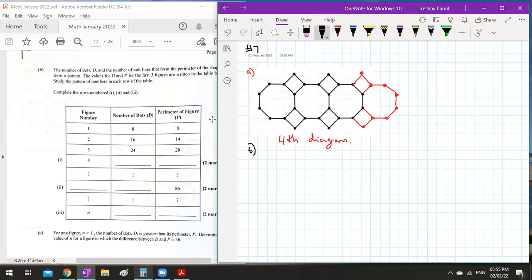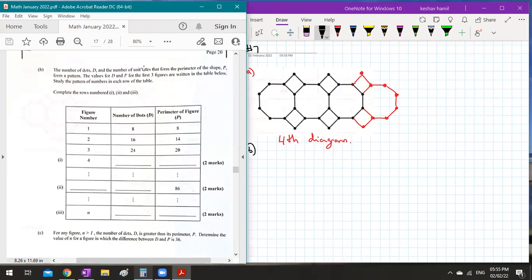Part B now. The number of dots D and the number of unit lines that form the perimeter of the shape P form a pattern. The values for D and P for the first 3 figures are written in the table below. Study the pattern of the numbers in each row of the table to complete rows 1, 2, and 3. Right? They want us to fill in the table.